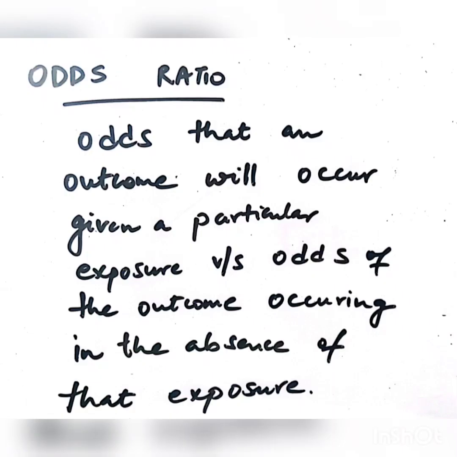Today we're going to be discussing odds ratio. It is a ratio that helps us to calculate the odds that an event or an outcome will occur with a particular exposure versus the odds of the outcome occurring in the absence of that exposure.